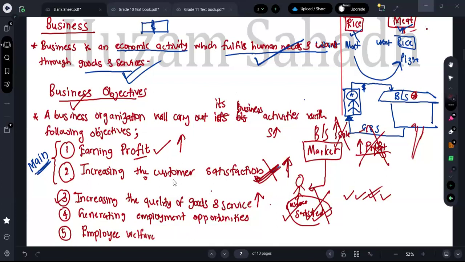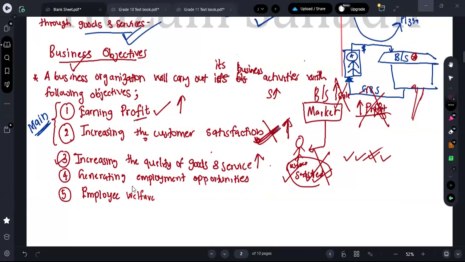So we have two main objectives, guys. In order to achieve those two main objectives, these three sub-objectives help. These are the three sub-objectives, and we use them in order to help achieve the main objectives. Are you all okay with this? This is all about business objectives. If you have any doubt, just present your doubt.